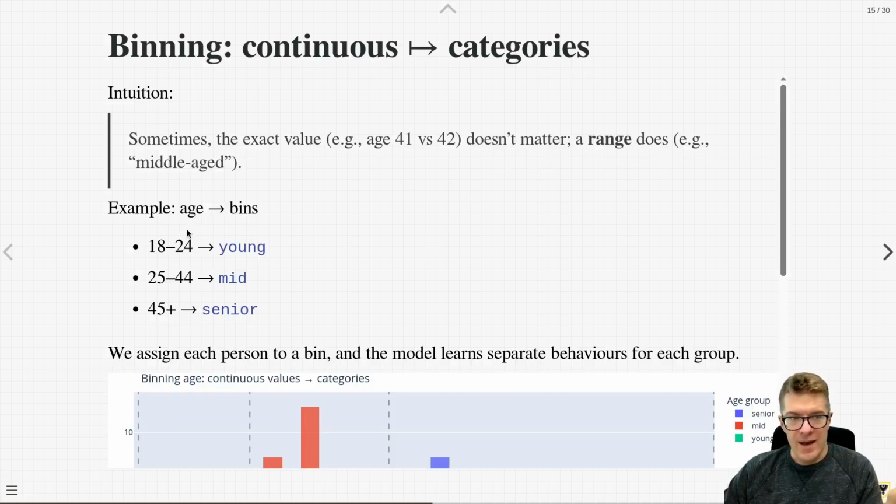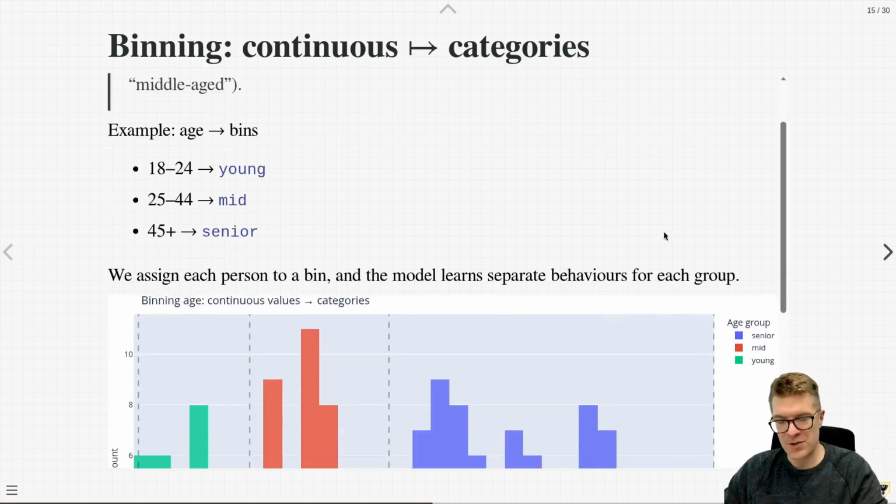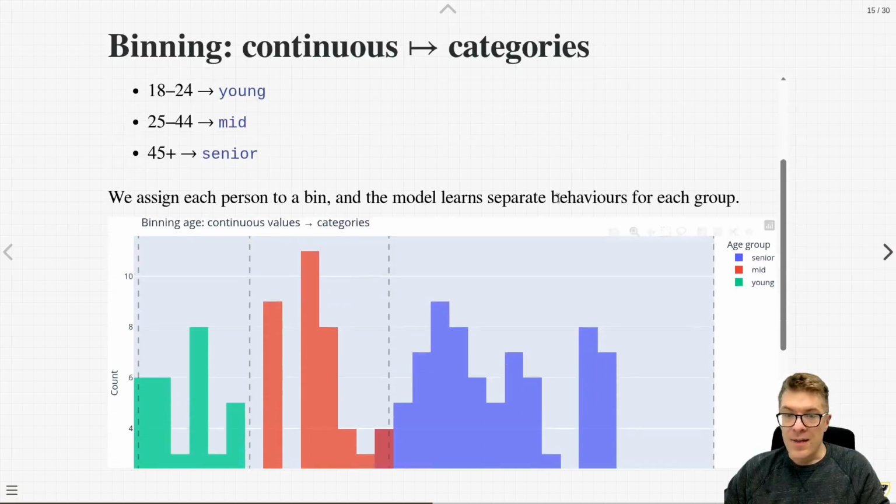So age originally could be on a scale of years, and I'm going to convert it into this. Anyone 18 to 24 is young, anyone 25 to 44 is mid, and anyone 45 years or above is a senior. Maybe this is not correct. This is a decision I've made, these are assumptions I've made. We document our assumptions as always, but here our assumptions are encoded. And now we can look at some data.